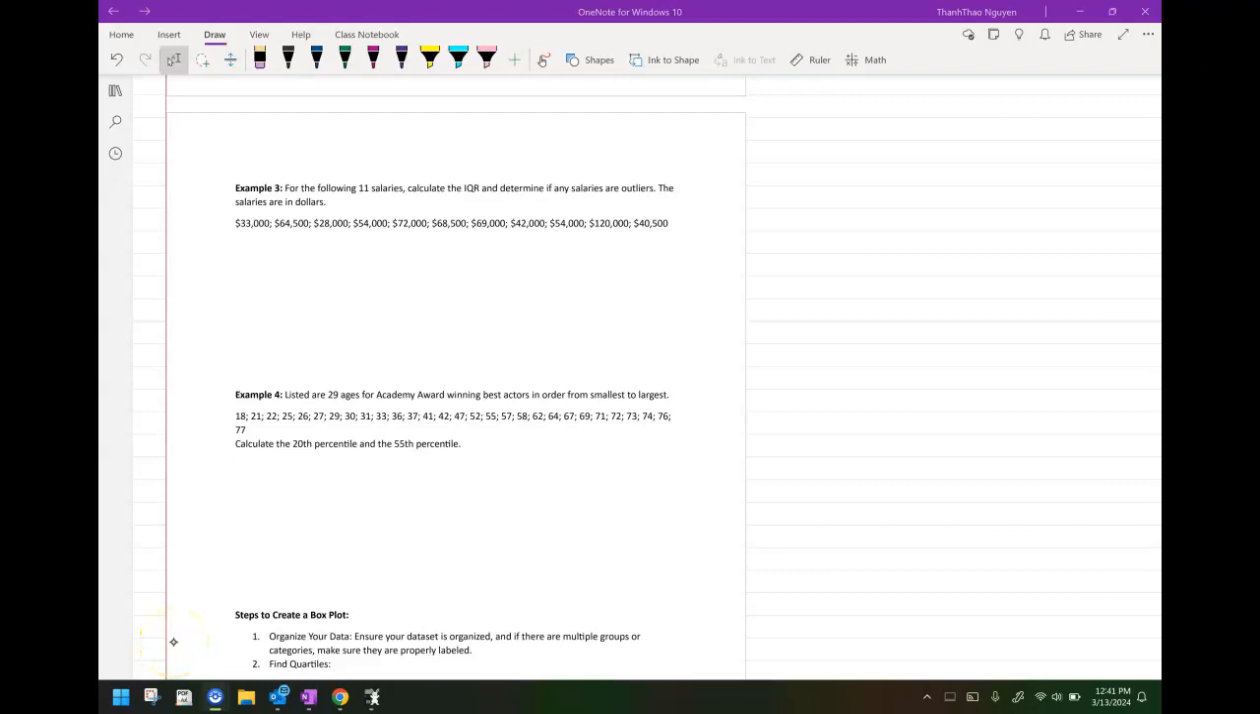For the following 11 salaries, calculate the IQR and determine if any salary is an outlier. The salaries are in dollars. We could calculate this by hand, calculating quartile 1, quartile 2, quartile 3. Then we find the difference of quartile 3 and quartile 1, and that is our IQR.